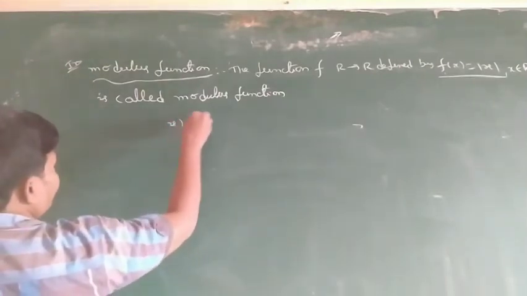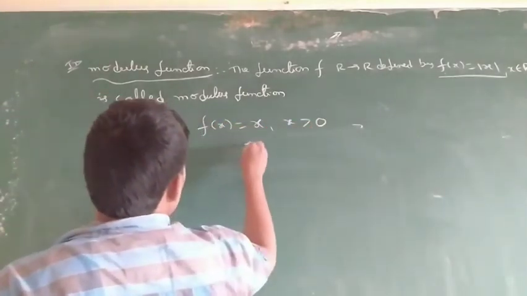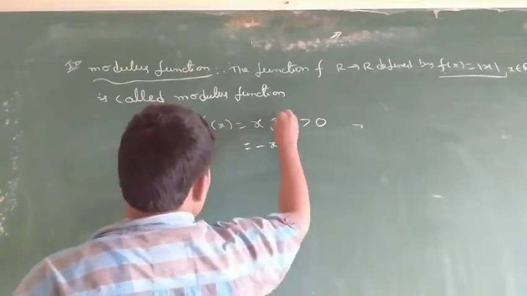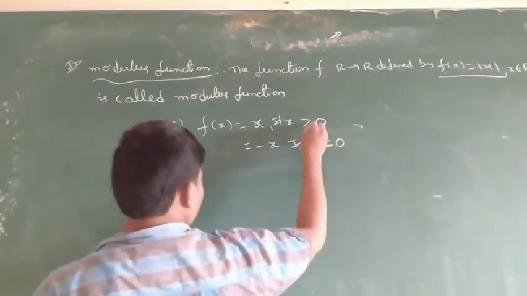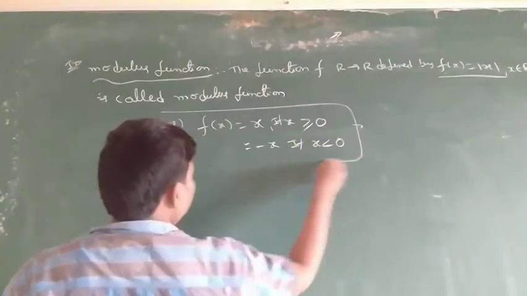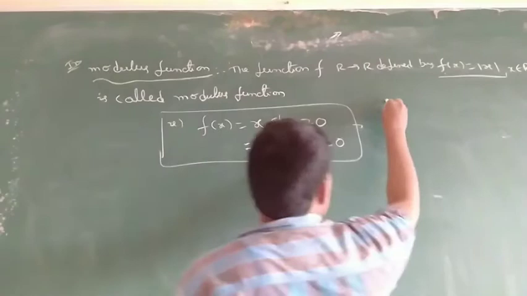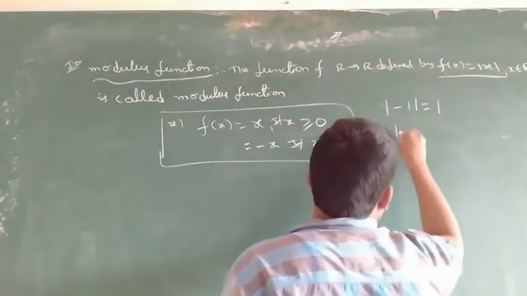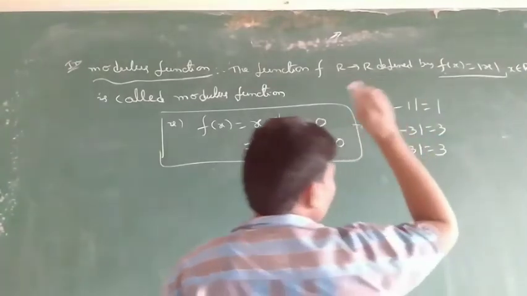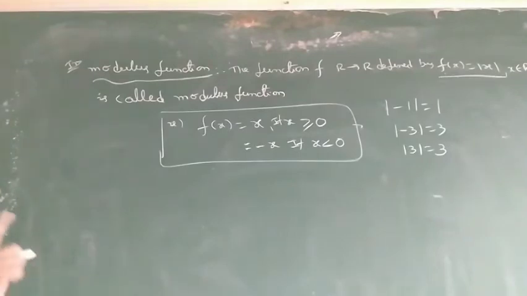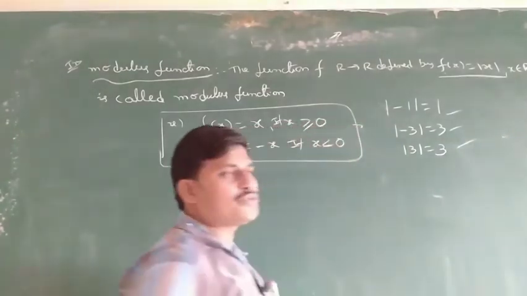That is, f of x is equal to x if x is greater than 0, and f of x is equal to minus x if x is less than 0. Mod means positive, always positive. For example, mod of minus 1 is equal to 1, mod of minus 3 is equal to 3, mod of 3 is also 3. The x value is negative or positive, but the mod x value is always positive.